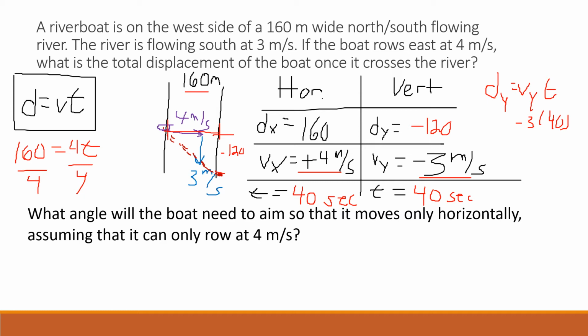So when I want to know what the total displacement is, I'm going to have to use the Pythagorean theorem of the two legs of the triangle. And when I do 160 squared plus negative 120 squared, remembering that if you ever put negatives in a square, they need to be in parentheses, and when I square root that, I get 200 meters is the displacement.